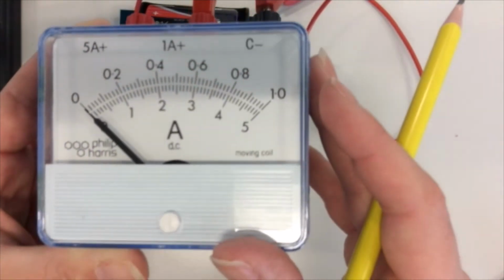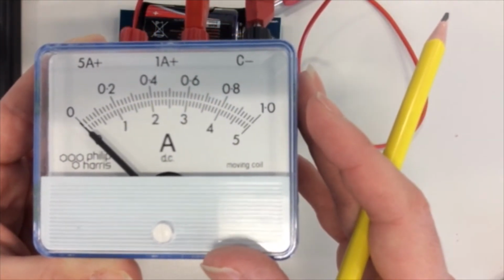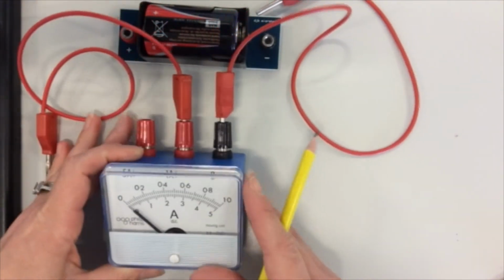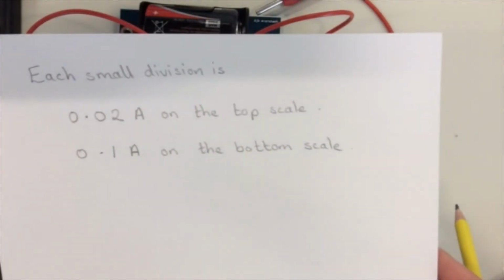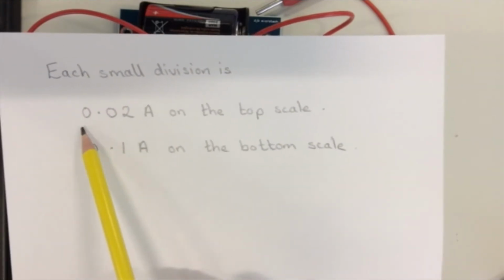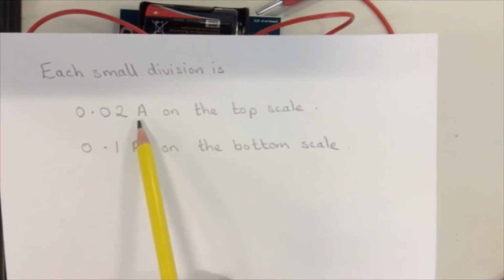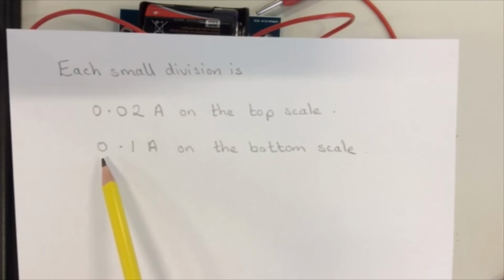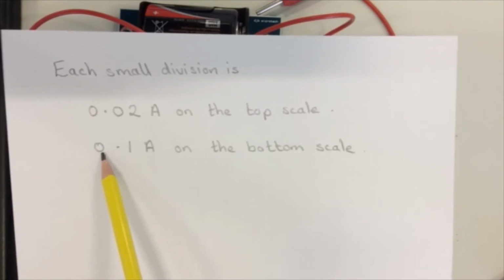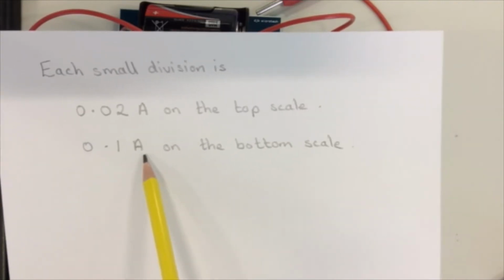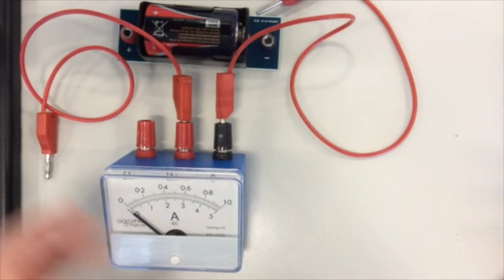Okay girls, I hope you had a go at that, and I'm going to reveal the answers to you. So on the top scale, each small division is worth 0.02 amps, and on the bottom scale, each small division is worth 0.1 amps. Let's look at that more closely.